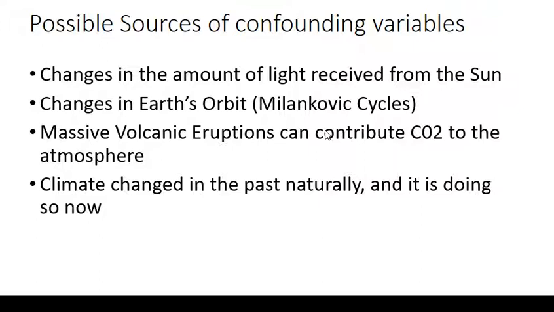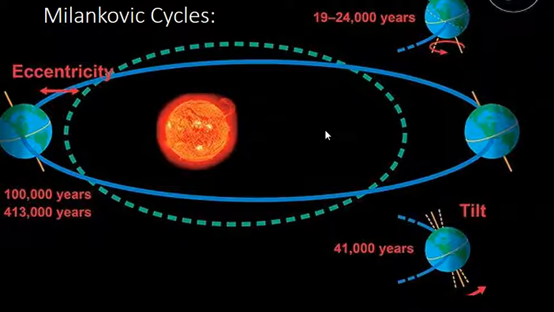Climate has changed naturally in the past, so maybe it's doing it now. So, different sources of possible confounding variables. We're just going to look at two of these. The Milankovitch cycles. There's three different things that change in Earth's orbit.